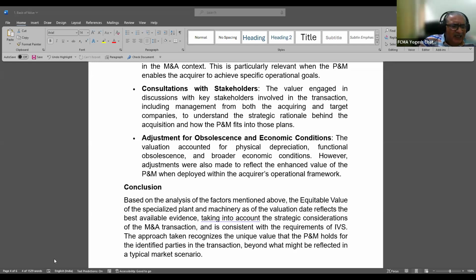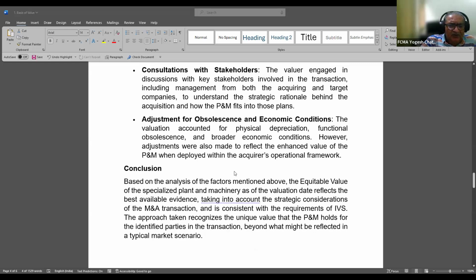A plant and machinery costing 100 crore with an estimated life of 20 years as per the OEM may become obsolete in 5 years only because technology has changed, and deploying old machinery may not be cost effective as compared to the new technology. So the adjustment for obsolescence and economic condition is very important as per the current market trend in development of technology. The valuation accounted for physical depreciation, functional obsolescence, and broader economic condition.